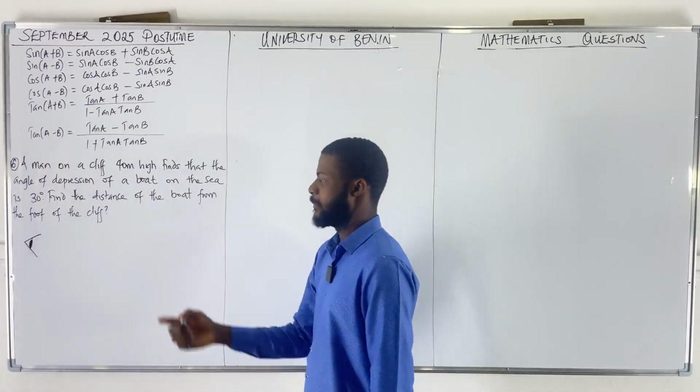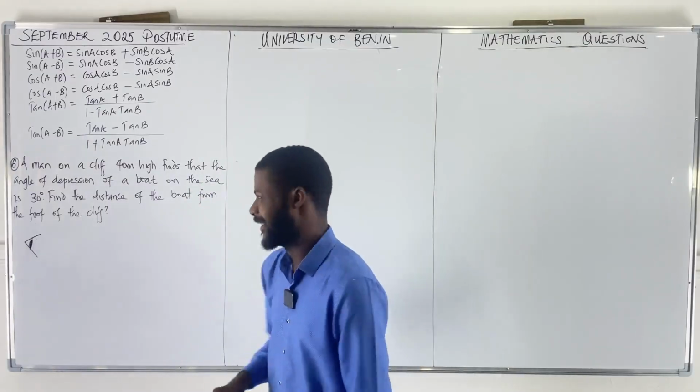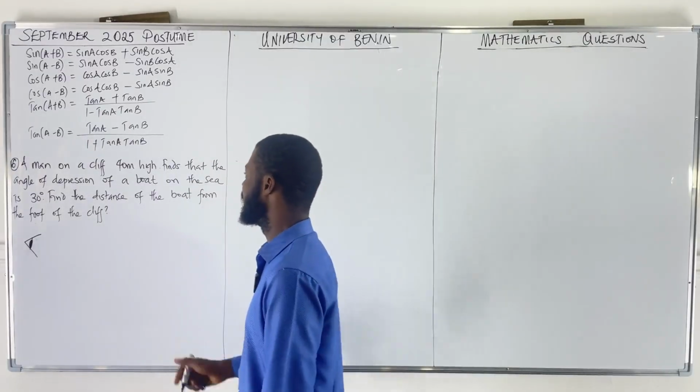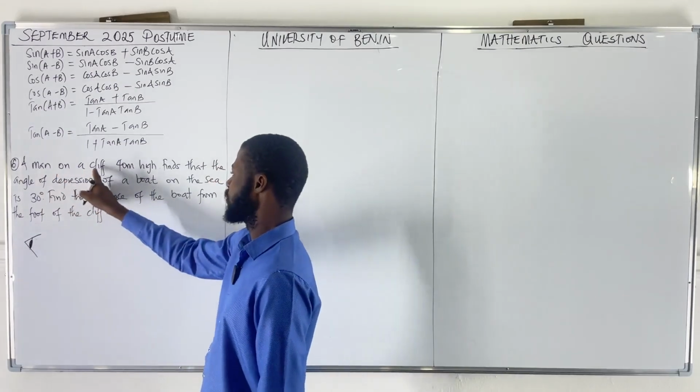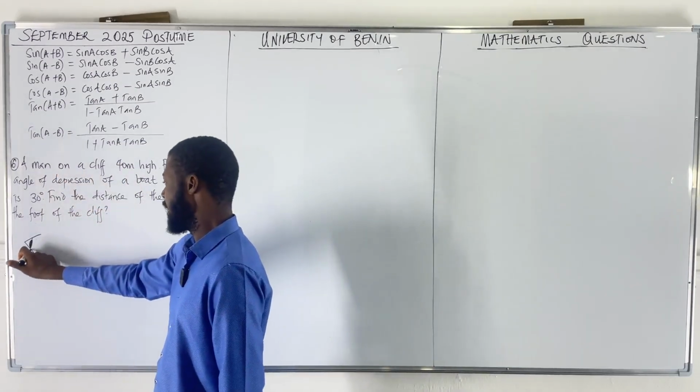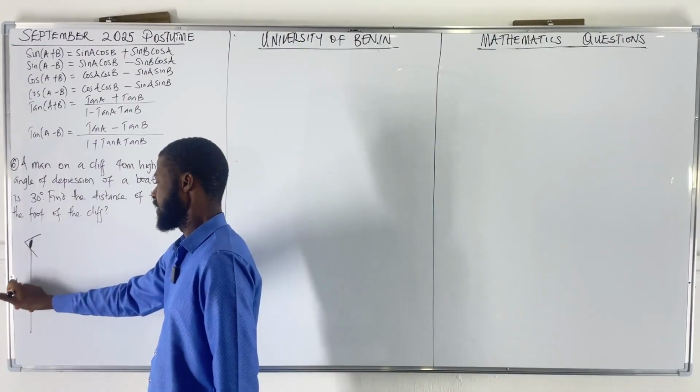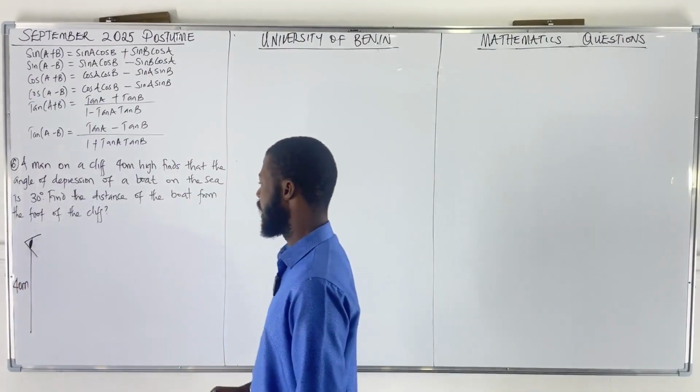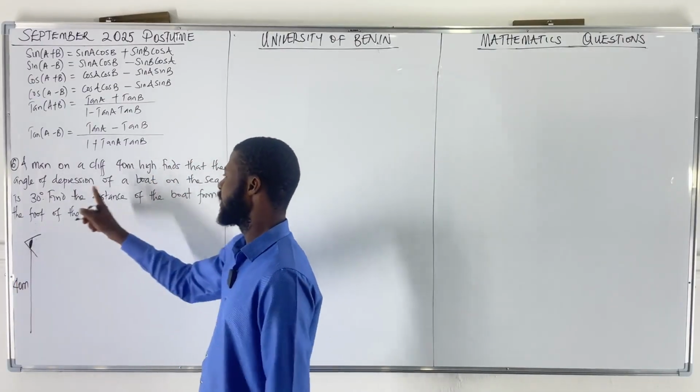Okay, so let's say this is the eye of the man. The man is on a cliff that is 40 meters high. Find the angle of depression.